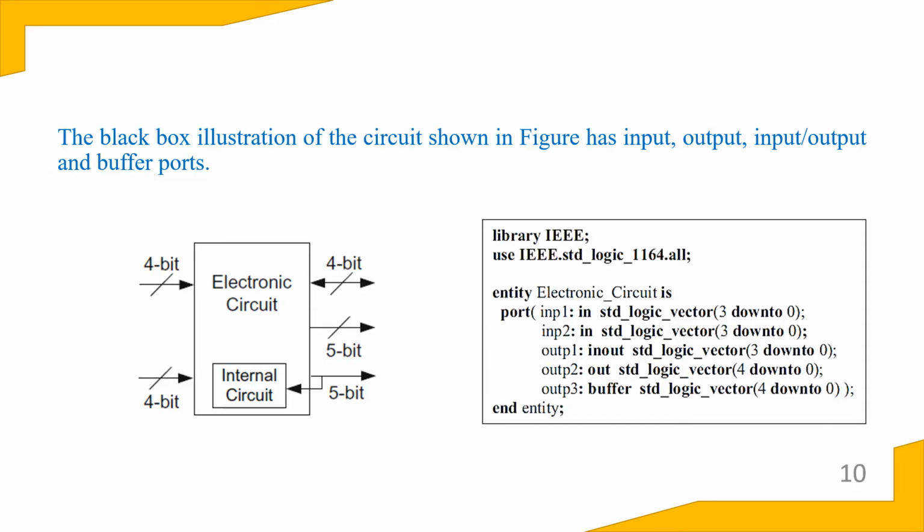This is another example for writing a port entity for an electronic circuit. As you can see, we have 4 modes of port: in, out, inout, and buffer.